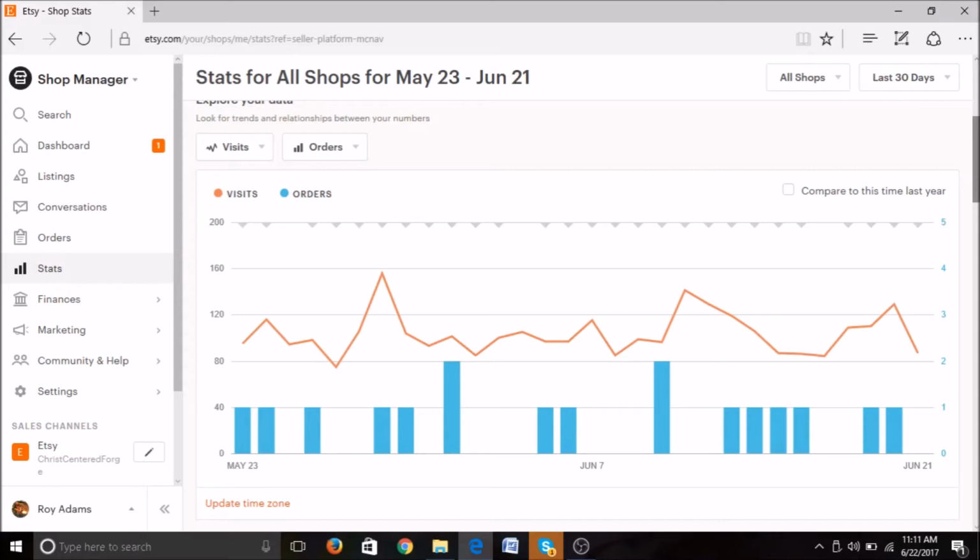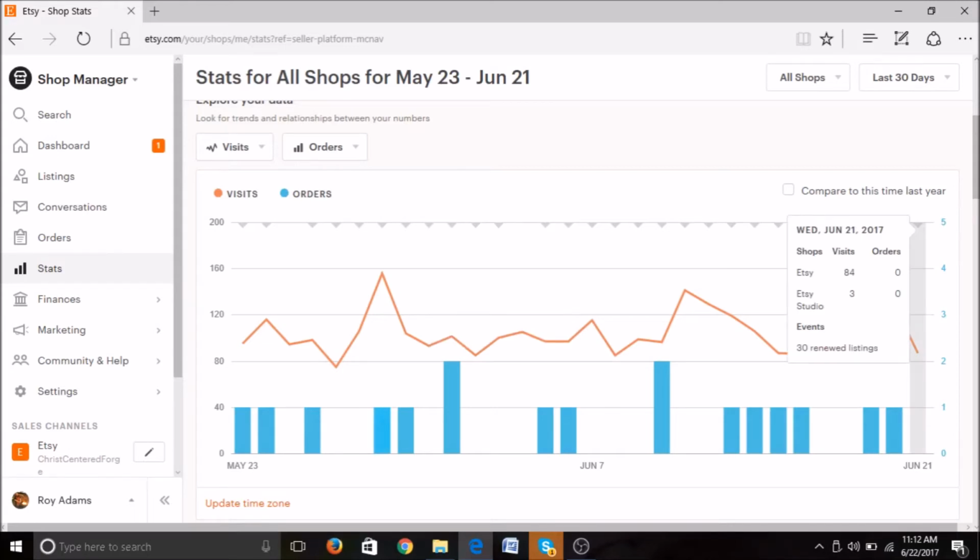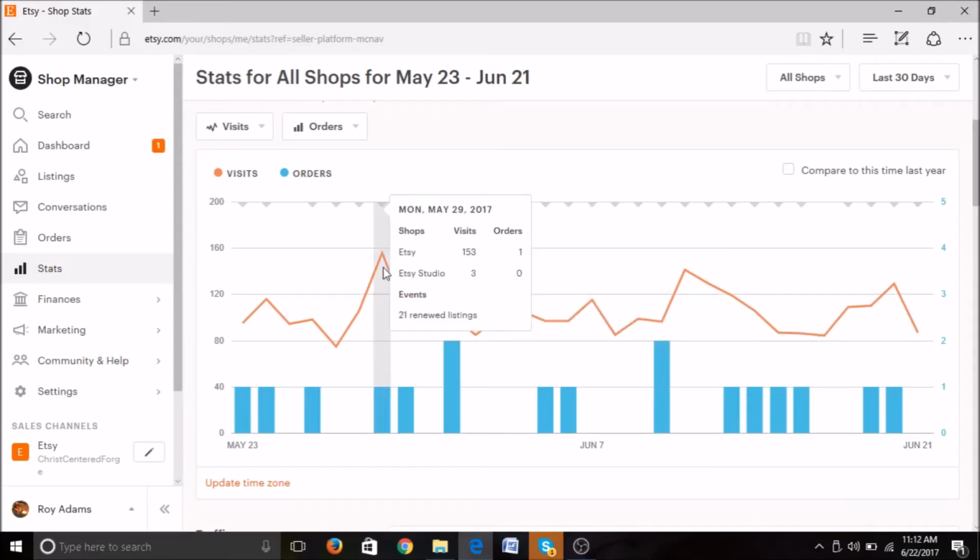This time period is for May 23rd through June 21st, which is the last 30 days in our Etsy store. At the top, they're giving us a graph that has the visits in orange and the orders in blue for the last 30 days. If you scroll over different parts of the graph, it will give you a breakdown for those days on the specific statistics for those days.